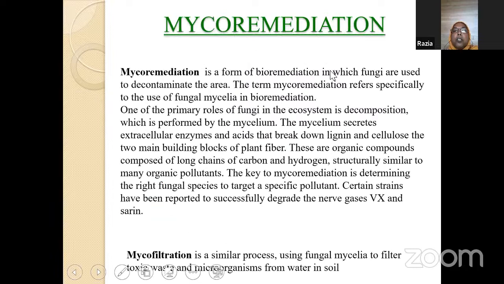Mycoremediation is another strategy where fungi are used. They have the potential enzymes to transform the pollutant into less toxic or non-toxic products, and the structural aspect of fungi, like mycelium, can also be used as a filter to remove toxic waste from water or soil. Next slide, please.